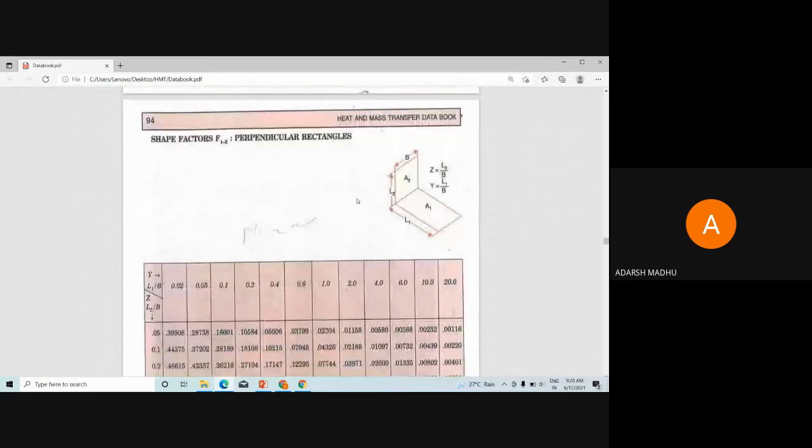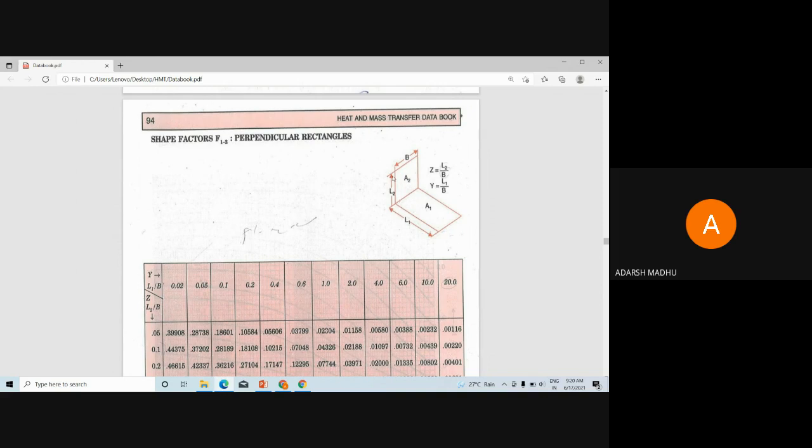So the next question is perpendicular rectangles. Perpendicular rectangles having a similar edge. Both figures have a similar edge, and both rectangles are placed perpendicular. So here also you can find Z equal to L2 by B. A1 is here, A2 is here. First we want to find their X and Y, here Z and Y. Z is equal to L2 by B.